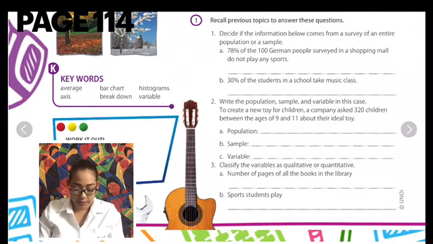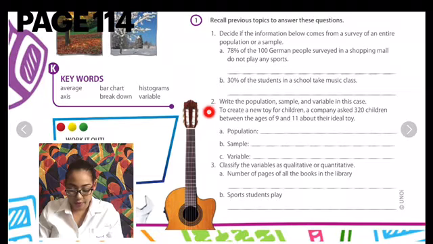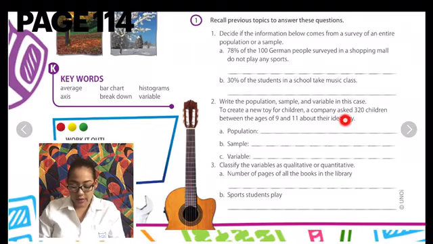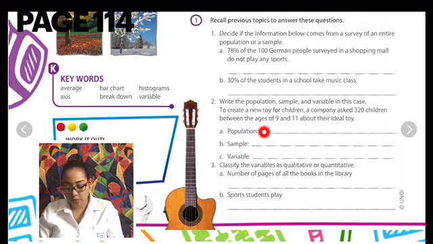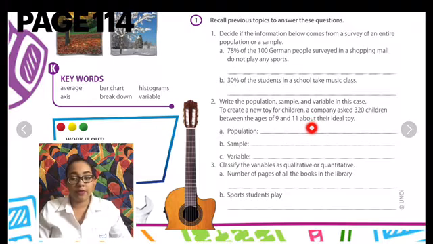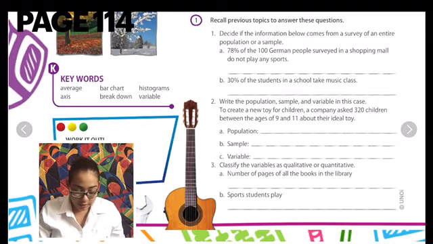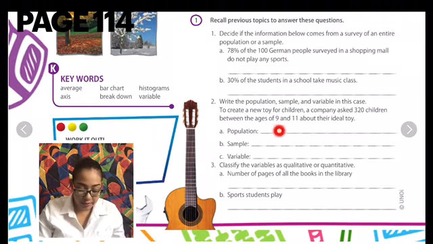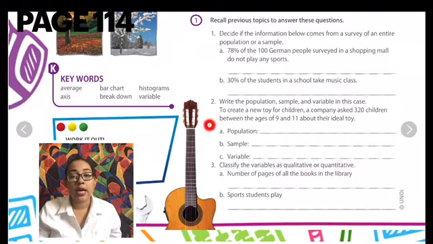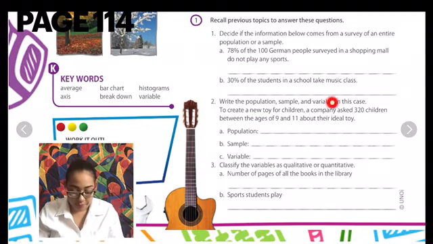Now, number 2 says, write the population, sample and variable in this case. To create a new toy for children, a company asked 320 children between the ages of 9 and 11 about their ideal toy. So they make a survey about their ideal toy to create a new toy. It says population, sample, and variable. So you have to write it down here according to the information that I give you right there.